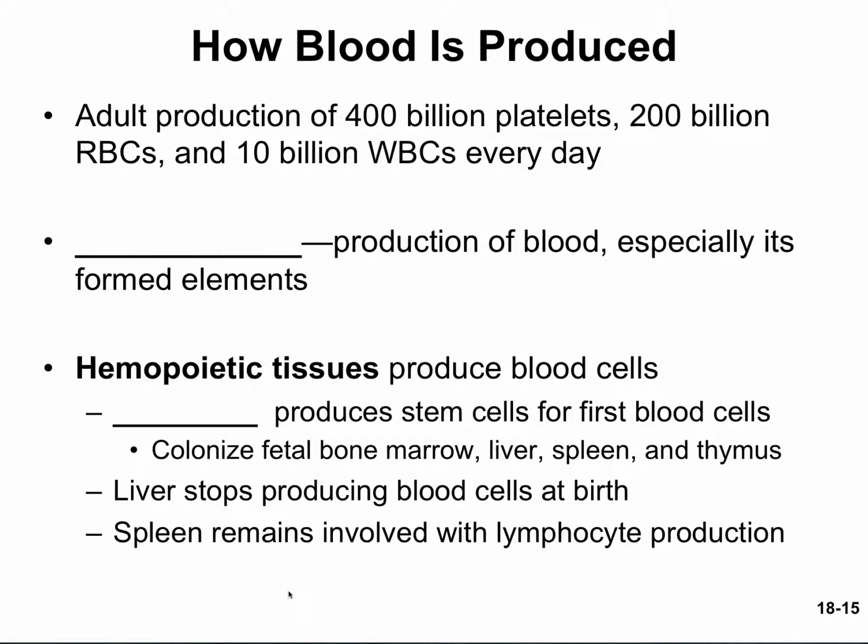Blood is produced every day. Adults produce 400 billion platelets, 200 billion red blood cells, and 10 billion white blood cells every day. Hemopoiesis is the production of blood, especially its formed elements. Hemopoietic tissues produce blood cells. The yolk sac produces stem cells for the first blood cells, and it colonizes fetal bone marrow, liver, spleen, and thymus. The liver stops producing blood cells at birth, but the spleen remains involved with lymphocyte production.